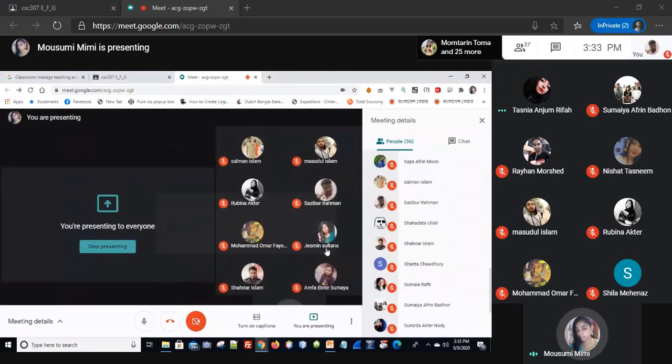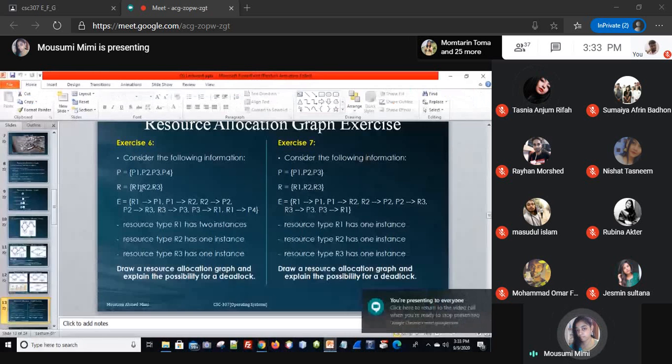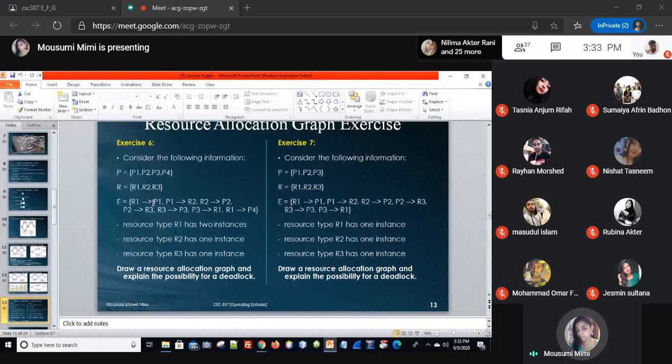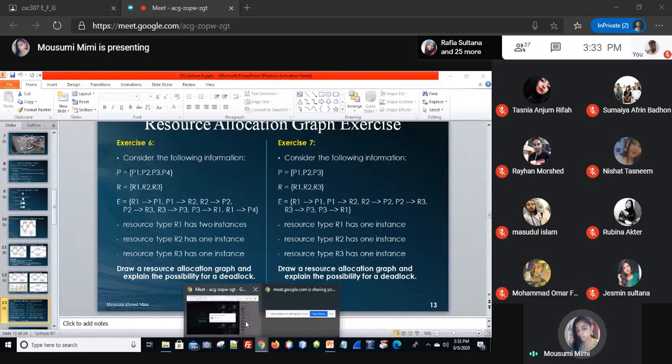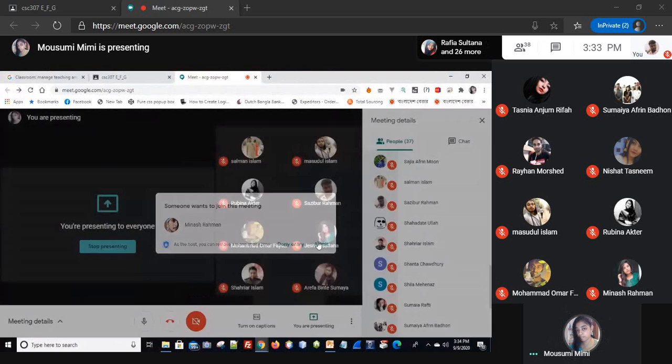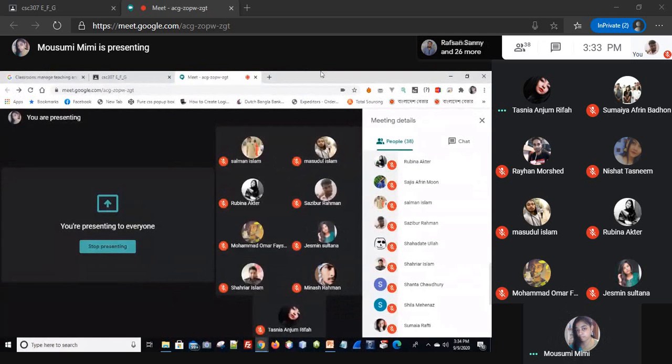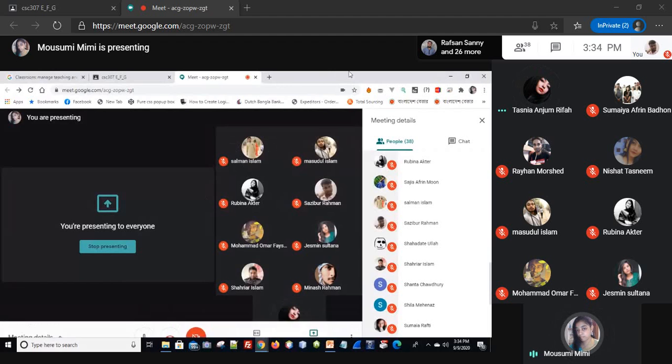Yes, ma'am. You just look at the arrow, where the arrow is pointing. In here, it is pointing to P1. That means process 1 is holding resource 1. And whenever the arrow is pointing to a resource, that means the process is requesting that resource. Okay. Next question.